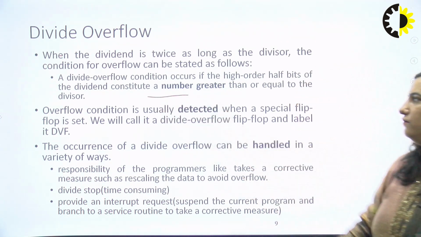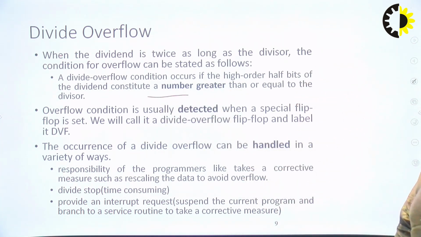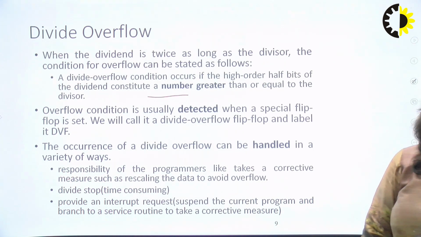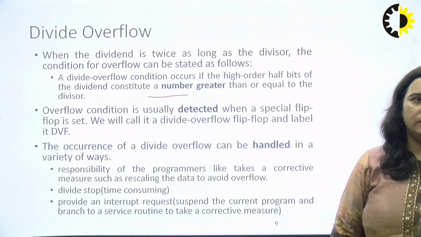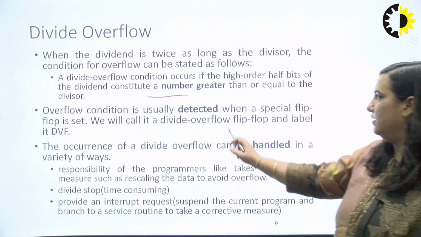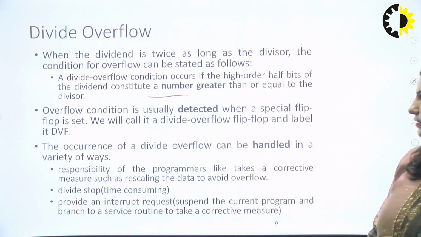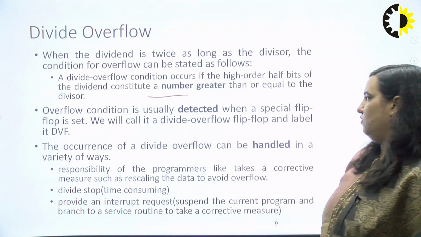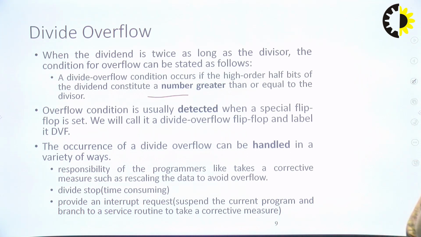So when the dividend is twice as long as the divisor, the condition of overflow can be stated as follows. A divide overflow condition occurs if the higher order half of the bits of the dividend constitute a number greater than or equal to the divisor. The overflow condition is usually detected when a special flip-flop is set, and here the special flip-flop is called DVF, the divide overflow flip-flop, and it is labeled as DVF in our algorithm.